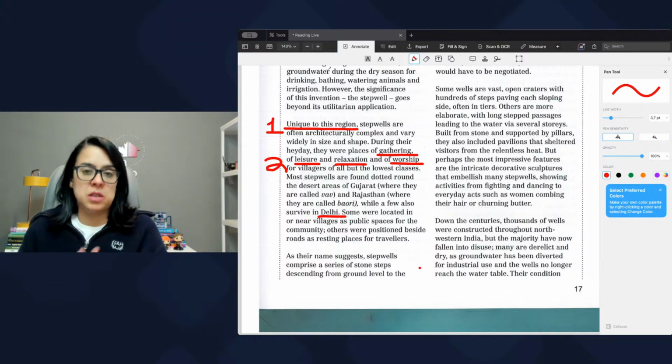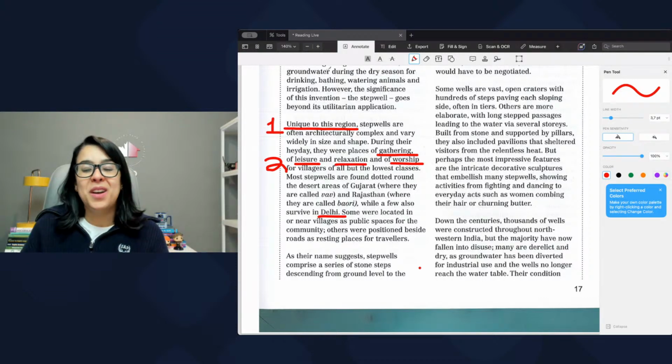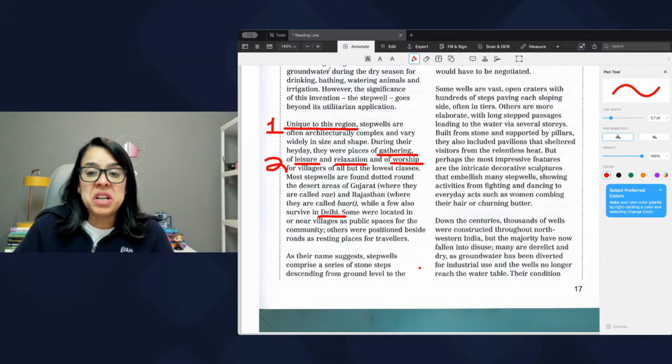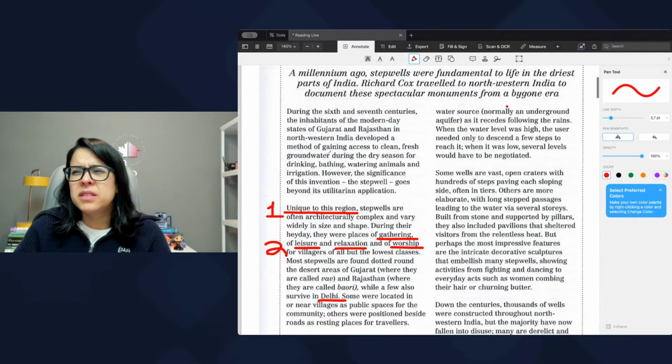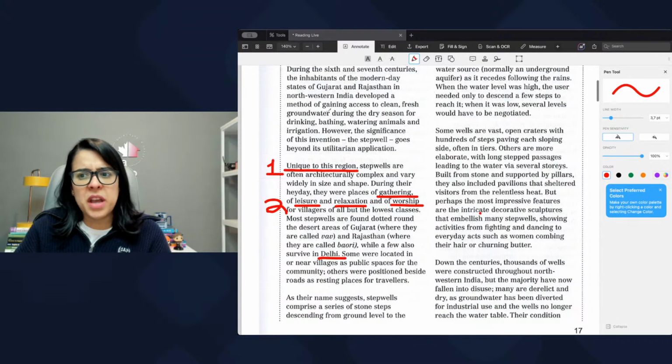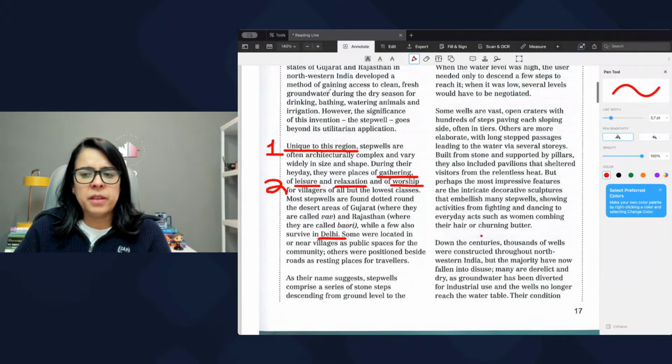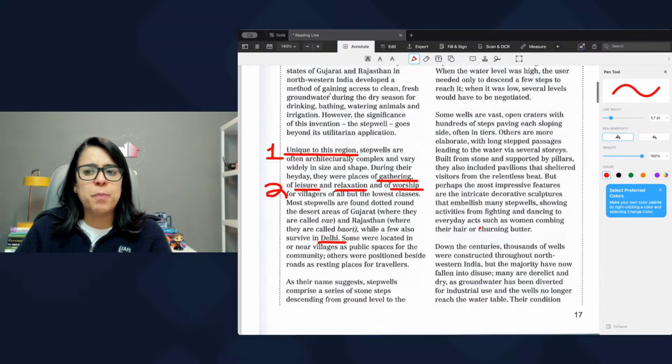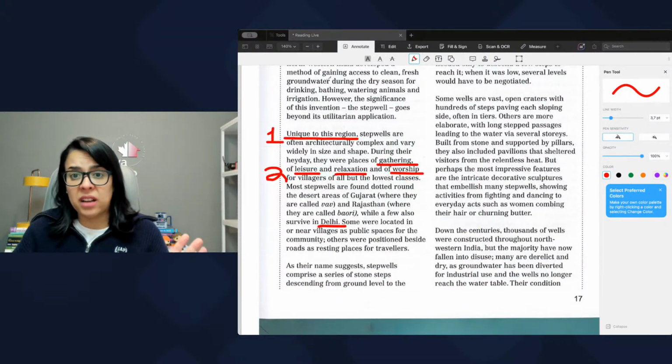So they mentioned the word Delhi here, but they don't say anything about the stepwells in Delhi. Like, were they more beautiful? Were they uglier than the others? They don't say anything. So I'm going to continue a little. I'm going to take a look at the next paragraph and see if they say something different about the stepwells in Delhi. So I don't see the word Delhi here. They say nothing about Delhi here. And if we take a look at this entire part, they don't mention the word Delhi anymore.